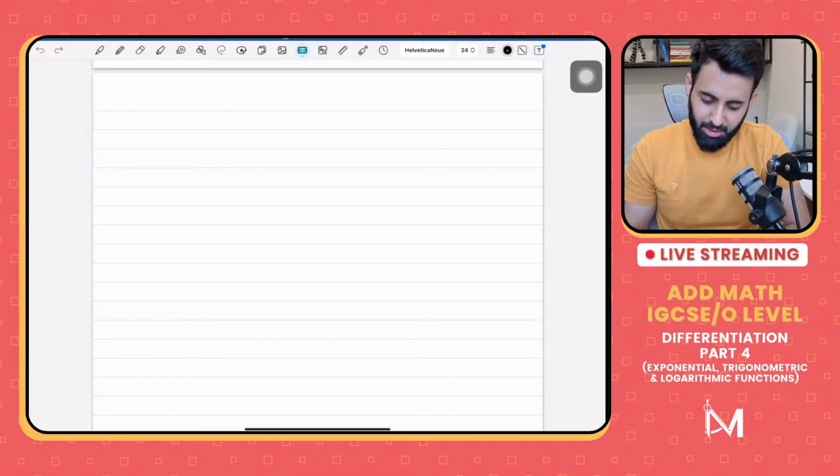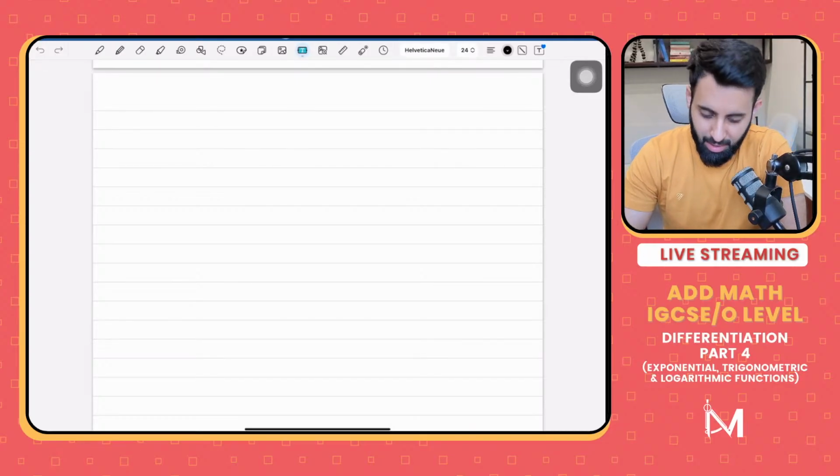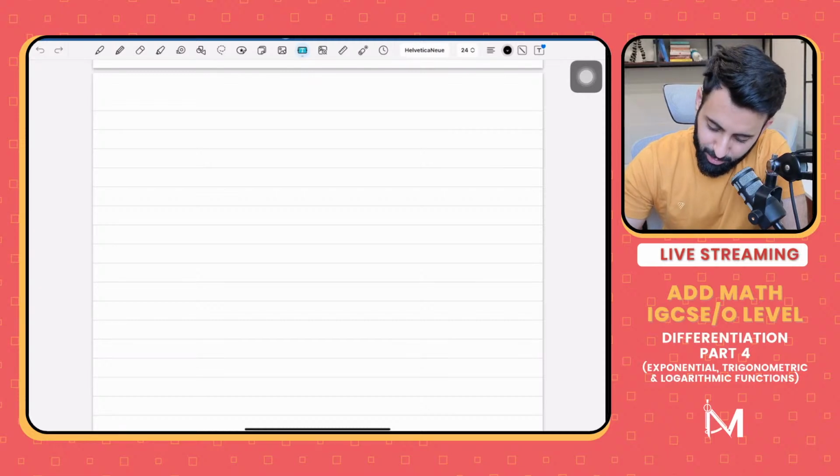So as I mentioned, this will be part 2 of differentiation. We're done with part 1. In part 2, we'll learn how to differentiate exponential, trigonometric, and logarithmic functions. Okay, so we will start with exponential functions.